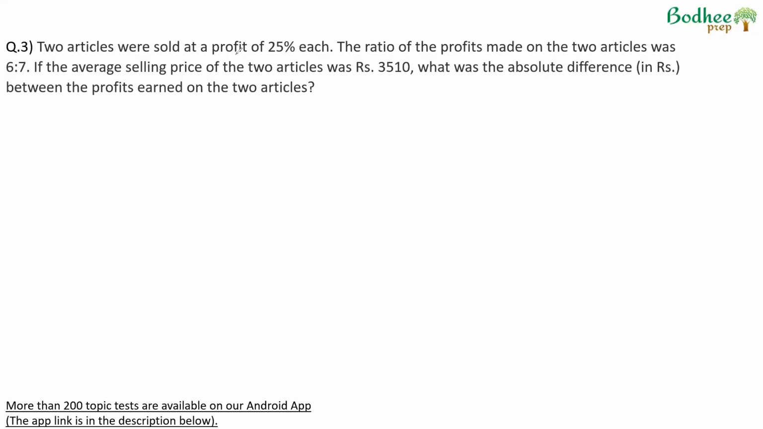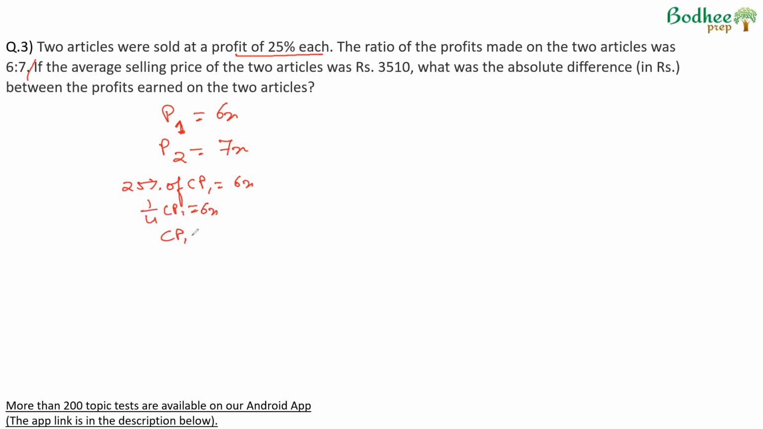Two articles are sold at a profit of 25% each. The ratio of the profits made for the two articles was 6:7. Now, if we say that profit for article 1 was 6x, profit for article 2 will be 7x. Also, the two articles are sold at a profit of 25%. So we can say 25% of cost price of first article is 6x. 1/4 of CP1 is 6x.